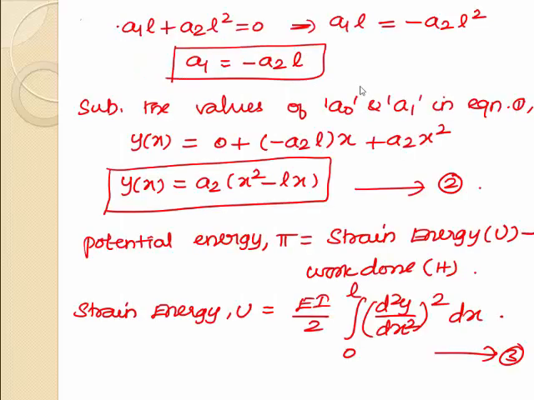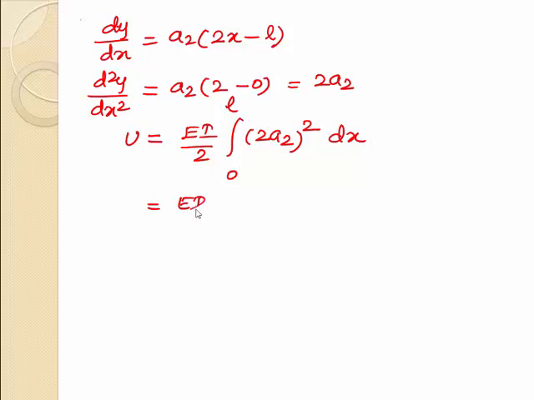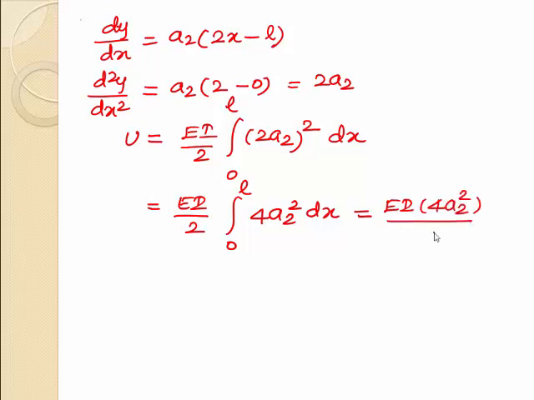So now we can substitute the d square y by dx square value in equation 3. So U will be EI divided by 2 integral 0 to L, d square y by dx square value is 2a2, the whole square dx. So EI divided by 2 integral 0 to L 4a2 square dx. So we can take out these constant values outside the integral. So EI into 4a2 square divided by 2 integral 0 to L dx.